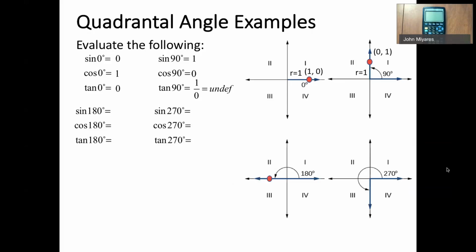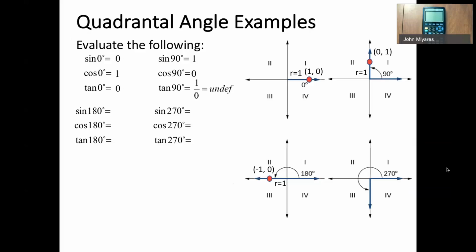Let's look at 180 degrees. This angle's terminal side falls on the negative x-axis, so the point that we pick is going to be (-1, 0) on the terminal side, which will again keep our r value equal to 1.